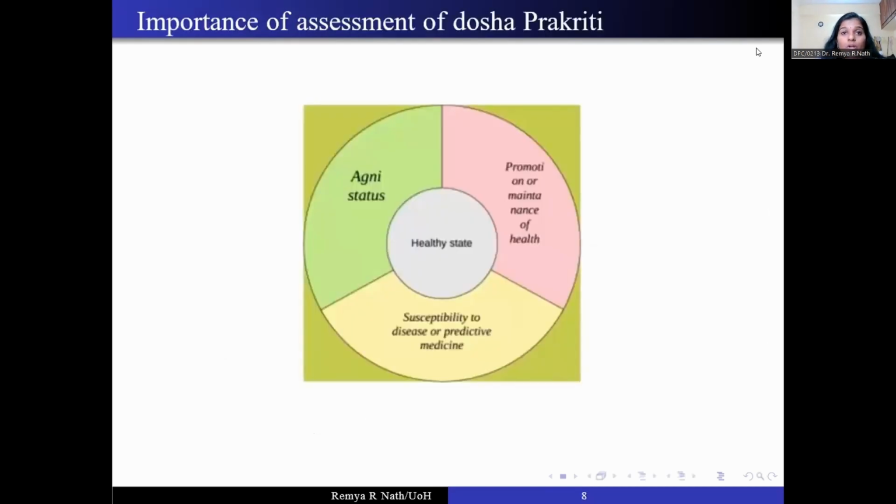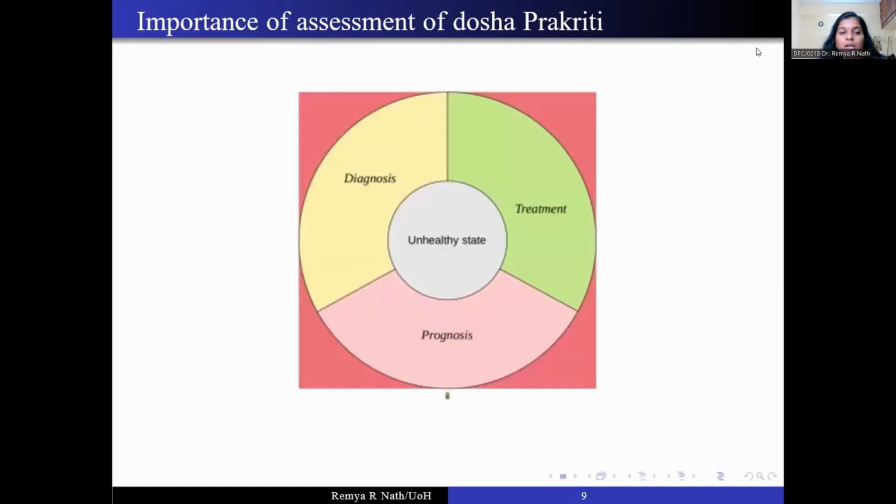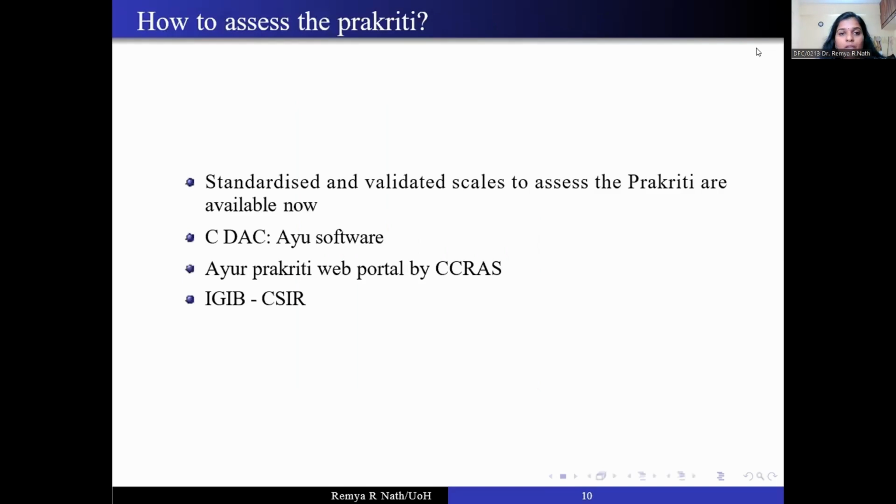Next, the importance of assessment of dosha Prakriti in healthy state and unhealthy state. So, the significance of assessment of dosha Prakriti in healthy state is on promotion or maintenance of health, to assess susceptibility to disease or predictive medicine, and to assess Agni status. Agni status means digestive status of a person. Next, significance of assessment of dosha Prakriti in unhealthy state: in treatment, prognosis of disease, and diagnosis of disease.